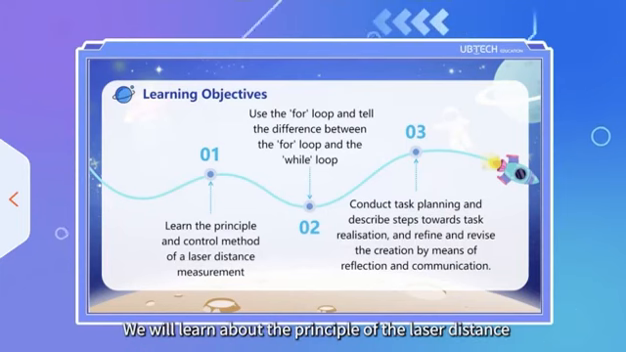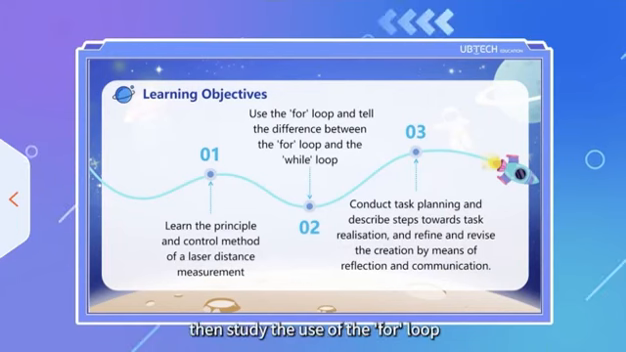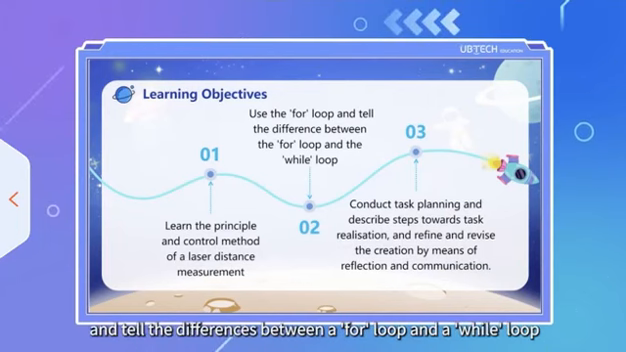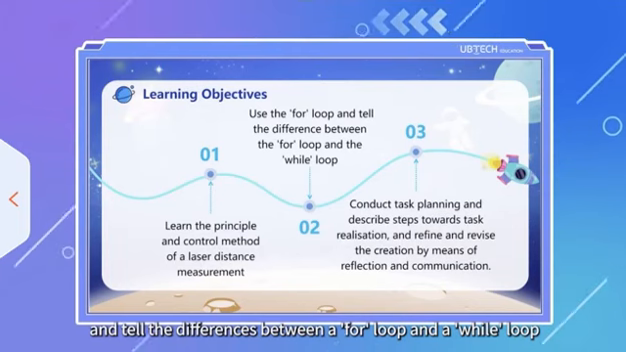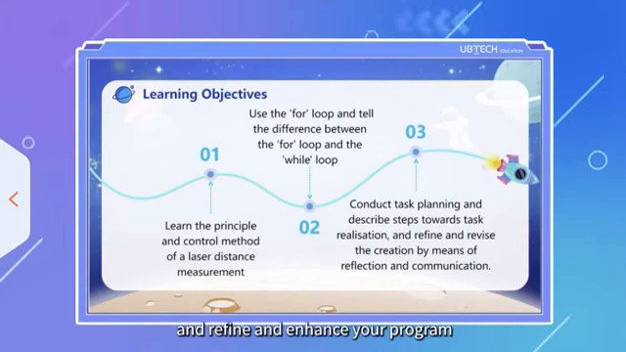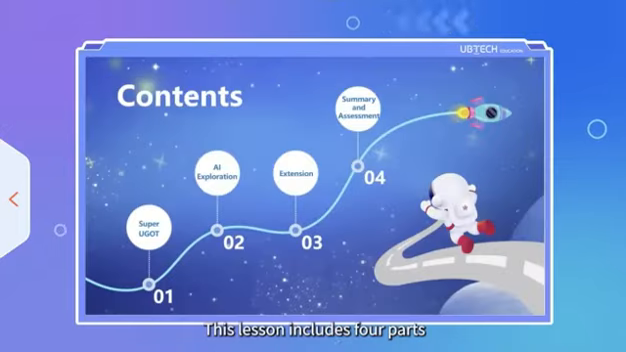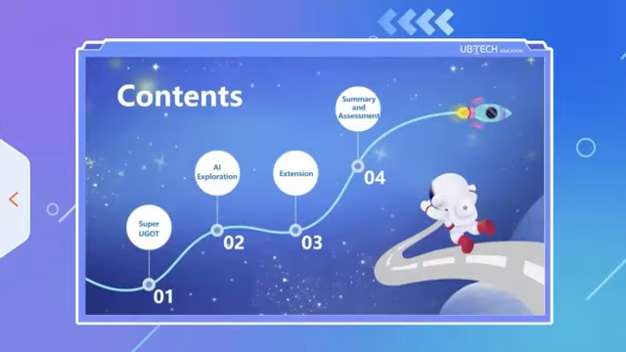We will learn about the principle of the laser distance measurement sensor and its control method. Then, study the use of the for loop and tell the differences between a for loop and a while loop. And finally, design a task, describe its implementation steps, and refine and enhance your program through reflection and communication. This lesson includes 4 parts.